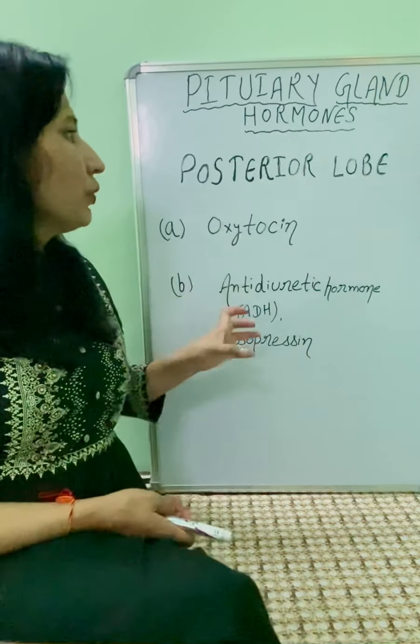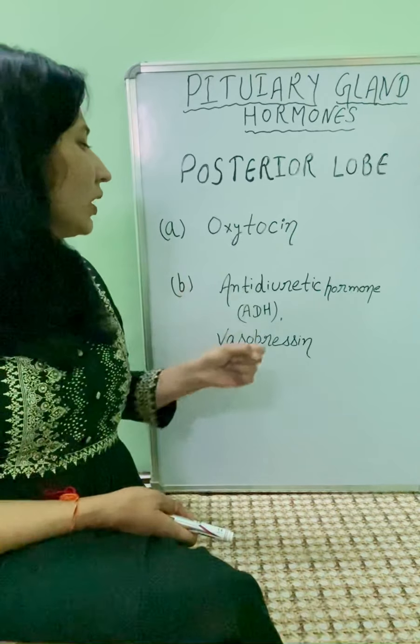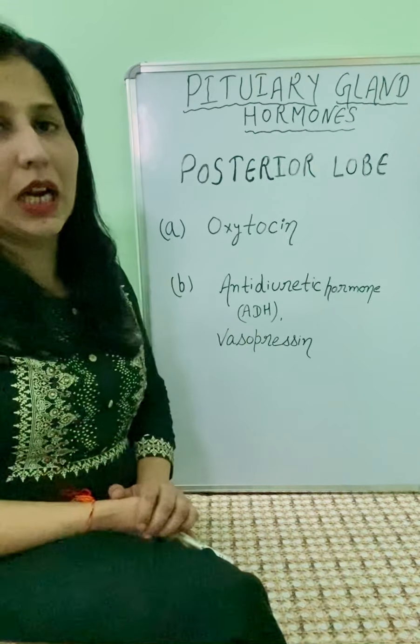So these are all about the posterior lobe hormones, oxytocin and anti-diuretic hormone.